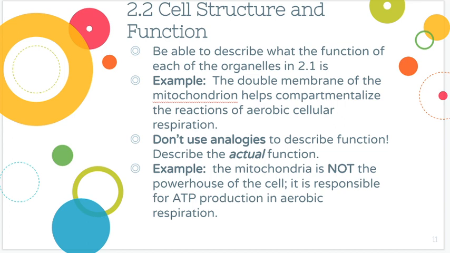So, for example, the double membrane of the mitochondrion helps to compartmentalize the reactions of aerobic cellular respiration. And don't use analogies. Again, the mitochondria is not the powerhouse of the cell, right? Because I know when I ask my students what a powerhouse is, they really can't tell me. And so please avoid using those analogies that you've always known and that you've always learned and that you've always heard. It is responsible, though, for producing ATP in aerobic respiration and the oxidation of the pyruvate that comes through. Actually, yeah, oxidation of pyruvate, but also oxidation of NADH. So please make sure that you're using actual descriptions rather than the analogies that we've learned to describe those things.